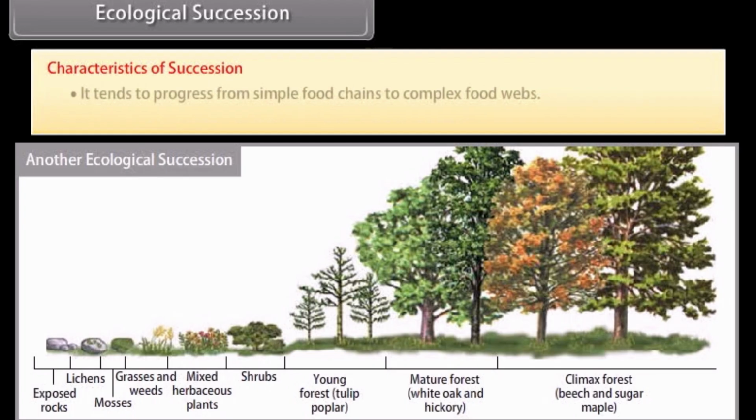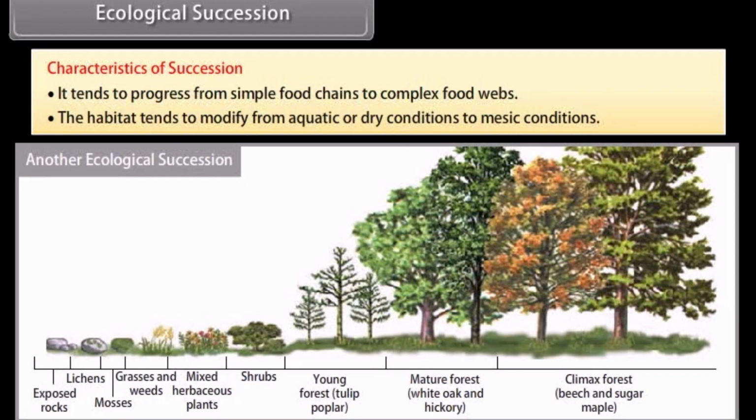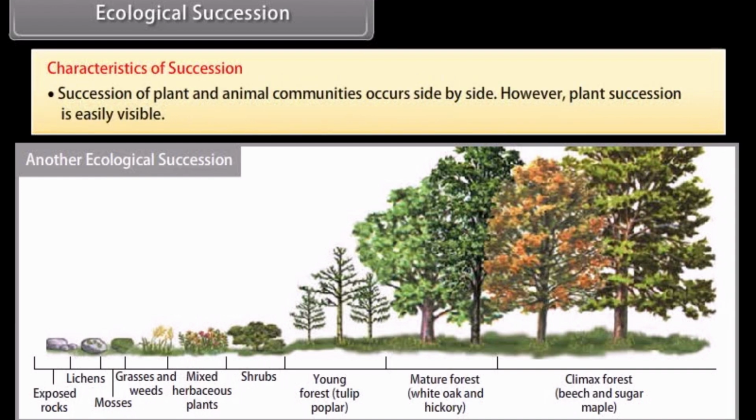It tends to progress from simple food chains to complex food webs. The habitat tends to modify from aquatic or dry conditions to mesic conditions. Succession of plant and animal communities occurs side by side. However, plant succession is easily visible.